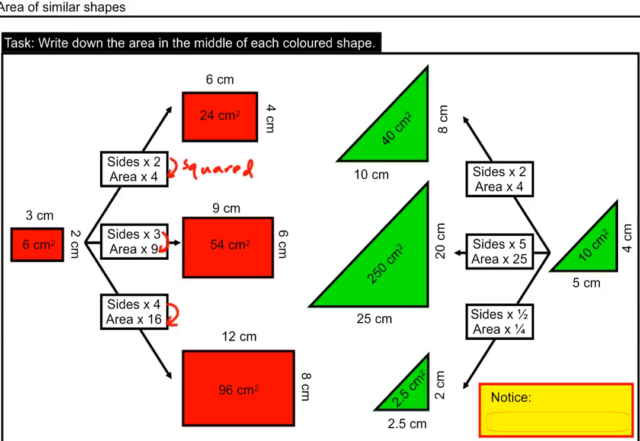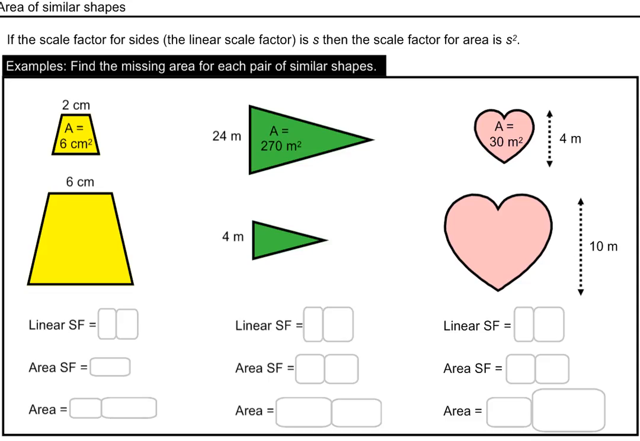So, in each of these cases, the area scale factor is the linear scale factor squared. By linear scale factor, we mean the scale factor for the lines, the sides. So, if we know the scale factor for the sides, i.e. the linear scale factor, if we know that's S, then the scale factor for area is S squared. If we think about it, lines are one-dimensional quantities, area is two-dimensional. So the squared comes from that fact there.